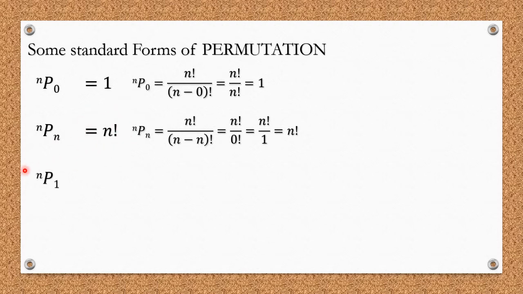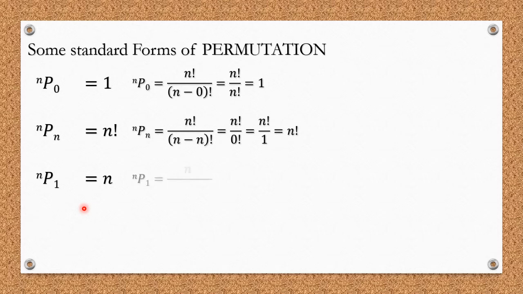Next, you have nP1. Out of 5 friends, only one place is there. Out of 10 friends, only one place is there. Just write the value of n directly. Only one place is there, so you have the number of total options, because 10 people are there. Out of 10, any one can sit, so you have 10 options. Out of 5, any one can sit, so you have 5 options.